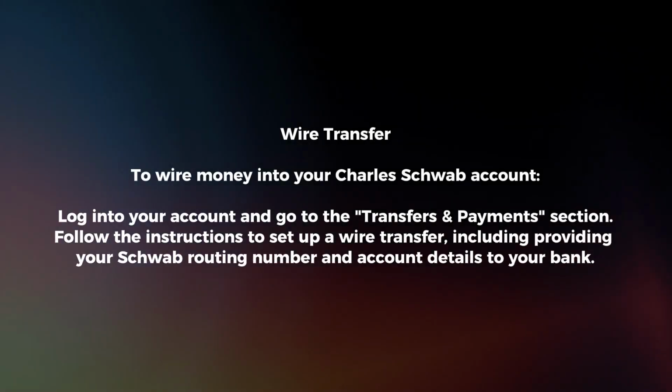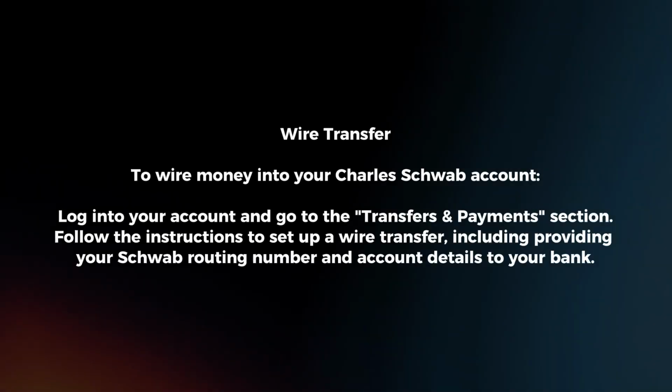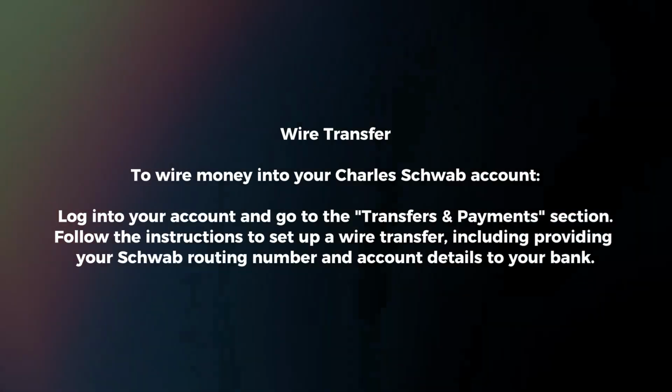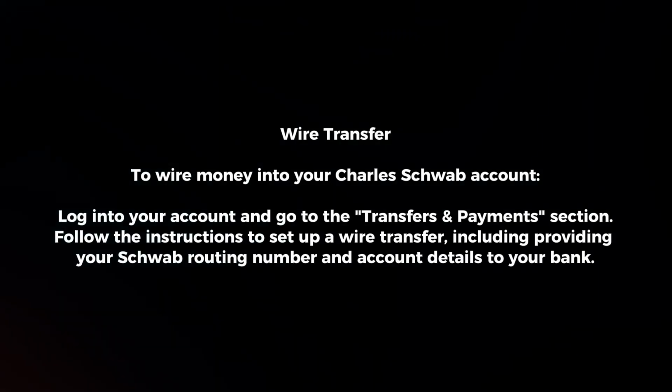Wire transfer. To wire money into your Schwab account, log into your account and go to the transfers and payments section. Follow the instructions to set up a wire transfer, including providing your Schwab routing number and account details to your bank.